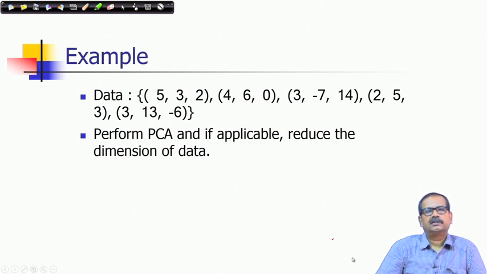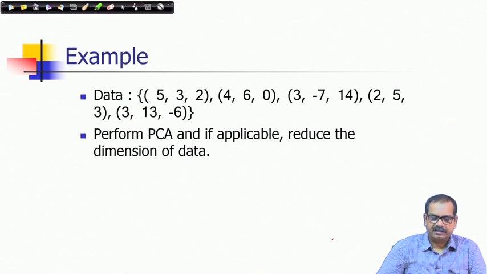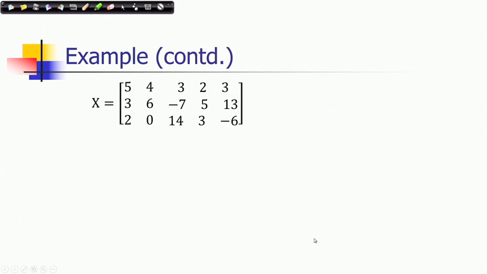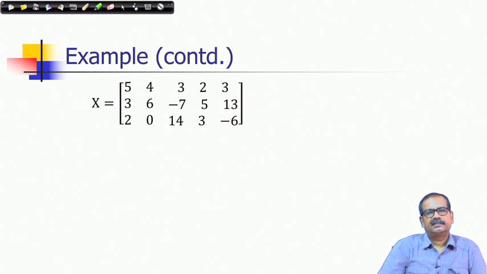So, let me elaborate these computations using an example. Consider this is a data point, and we want to do PCA on this data point for reducing the dimension of the data. So, all these data points now they are represented as a column vector of a matrix X.